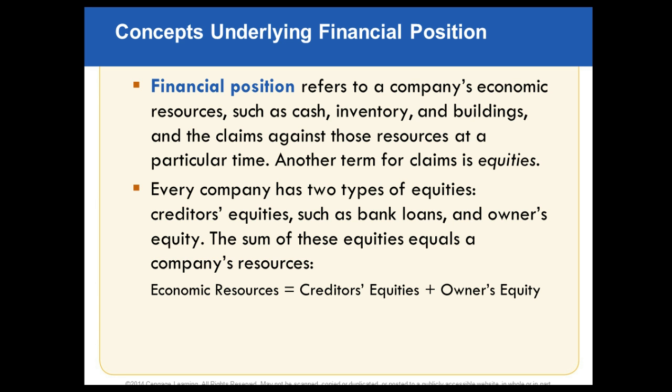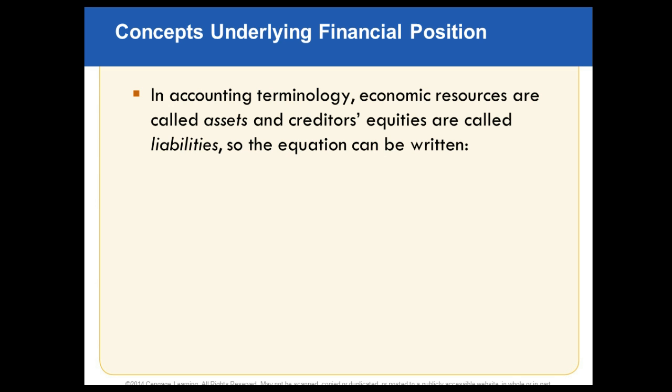So you see here, economic resources are equal to creditor's equity and owner's equity. Creditor's equity, we're going to call liabilities. Know that the term liability means obligations that require a future sacrifice. We've got to pay back those claims. They're called liabilities.